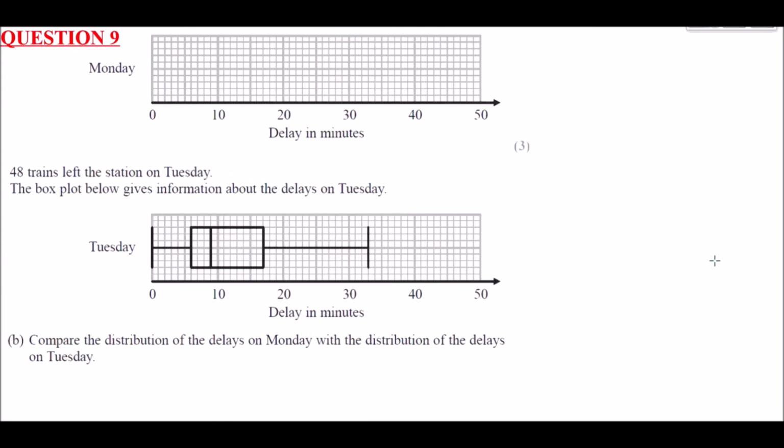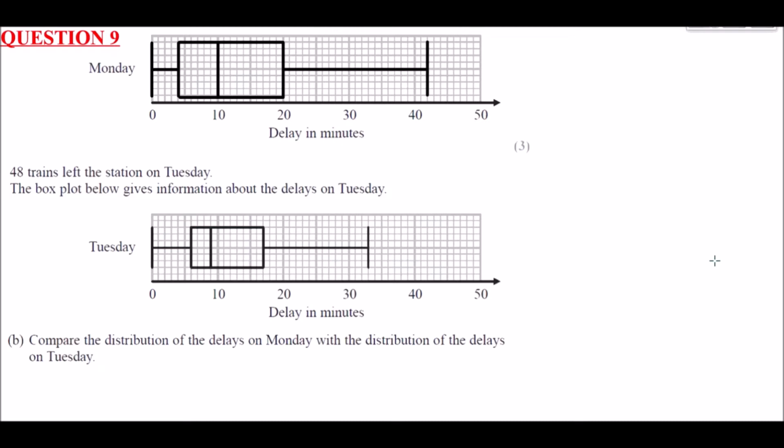Part B, we need to see how these train delays compare for Tuesday. So we've now got a box plot below giving information about the delays on a Tuesday. Part B asks us to compare the distribution of the delays on Monday with the distribution of the delays on Tuesday. So let's remind ourselves of our box plot from Monday, which we've just done in the previous part. Okay, so that's what we had.